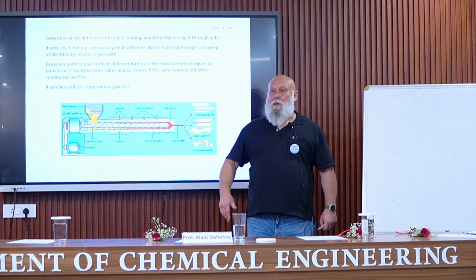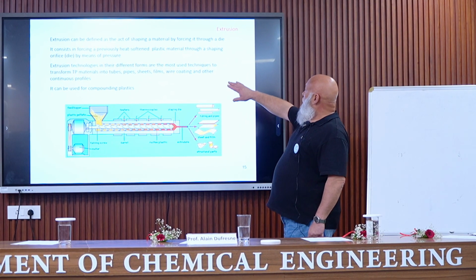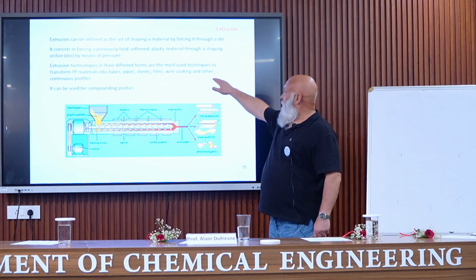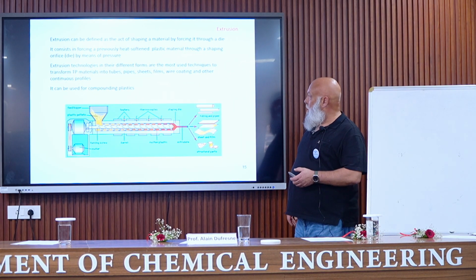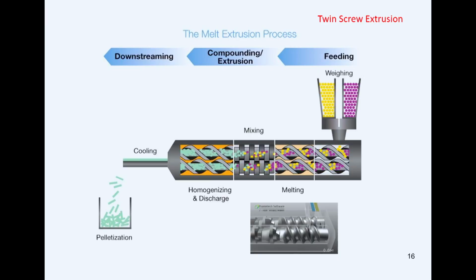So I will not describe all these things, but another extrusion process uses two screws, instead of only one. So it is called twin screw extrusion. And in this case, it is used mainly for what is called compounding.